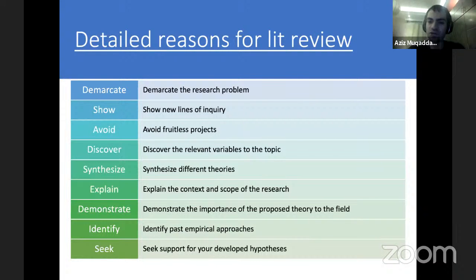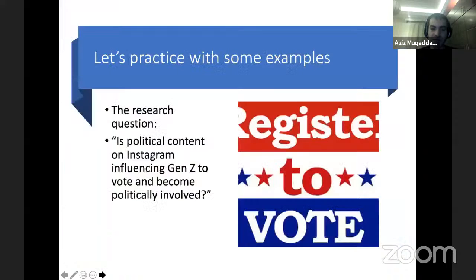By showing what has already been done, you're showing that, okay, my research has some value because it's adding something, and it's not the mere replication of another thing. And then by looking into different and opposing points of view, you can synthesize where you think your hypothesis is going to be. So that's the major function of research.